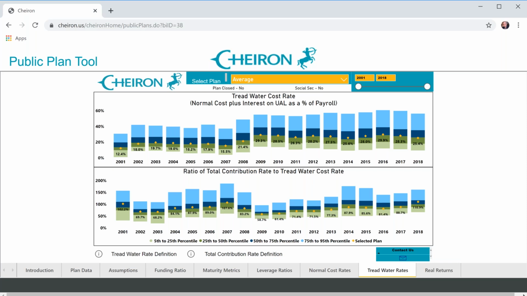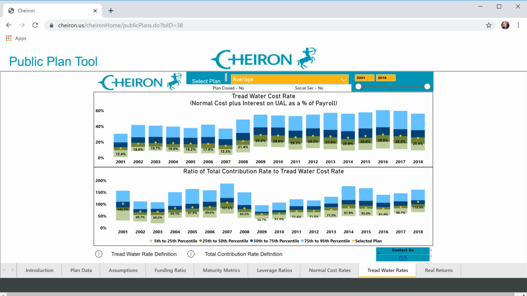The top graph is the actual tread water cost rate in the database, and the bottom graph, which we'll get into later, is the ratio of the actually paid contributions to the tread water. So let me start with the top chart. For the average plan back in 2001, tread water was at 12.4%. And today, the average plan, in order to avoid a growing unfunded liability, has to increase. The tread water contribution rate is at 25.4%.